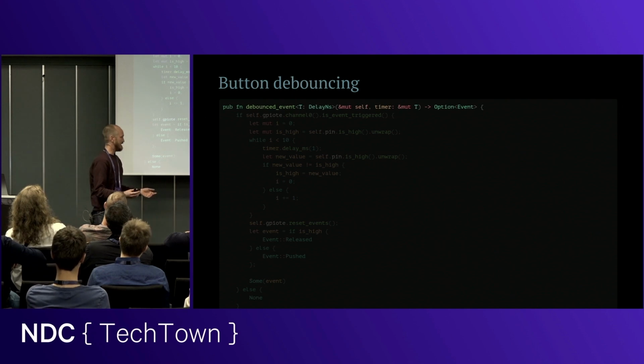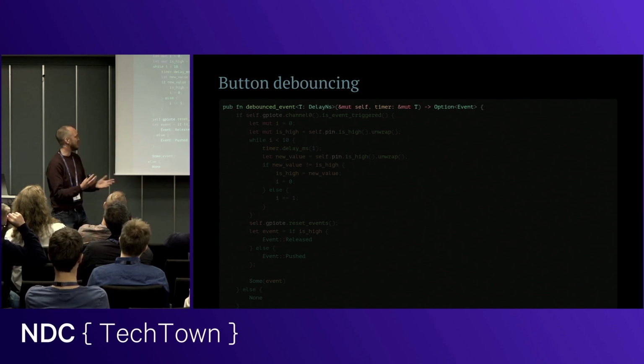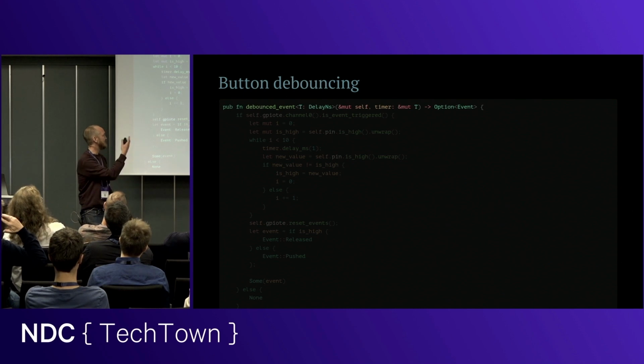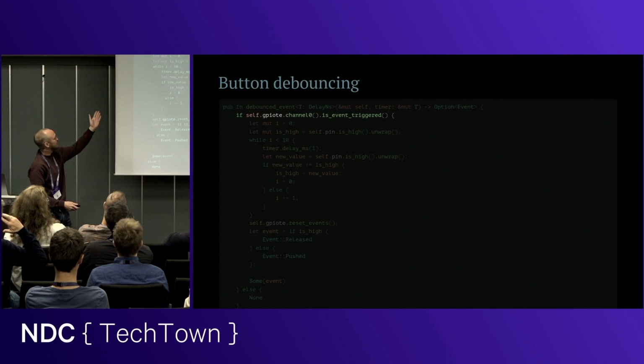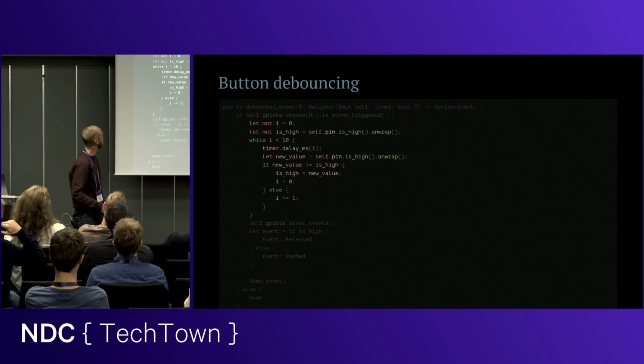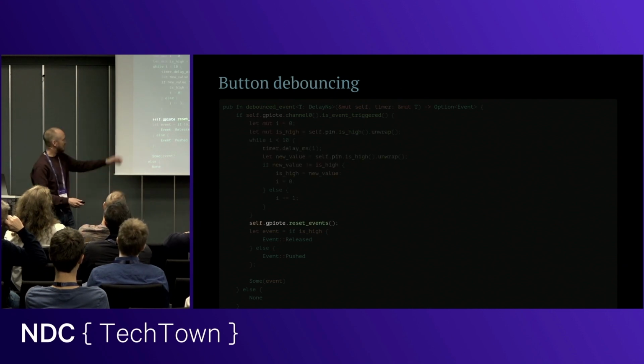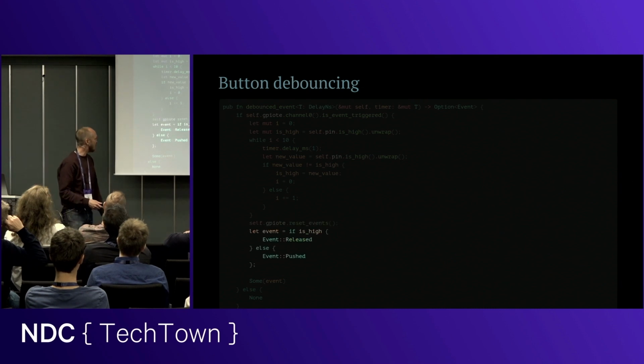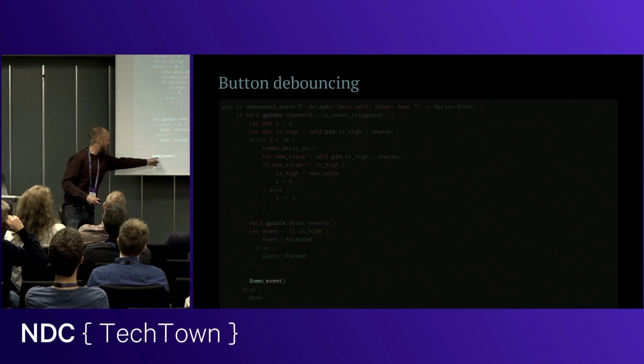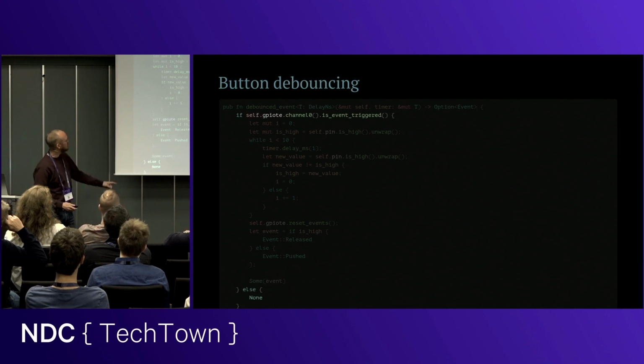If there is an event, we have to unwrap the option type, which is either none or some event. We check if the event is triggered. If it is, we do the debouncing. I'm not going to go into detail. We just look for a stable value over 10 milliseconds. Reset the event, and then we check the value, and either a release or a push has happened, and we wrap it in Some, and if it has not been triggered, it's None.